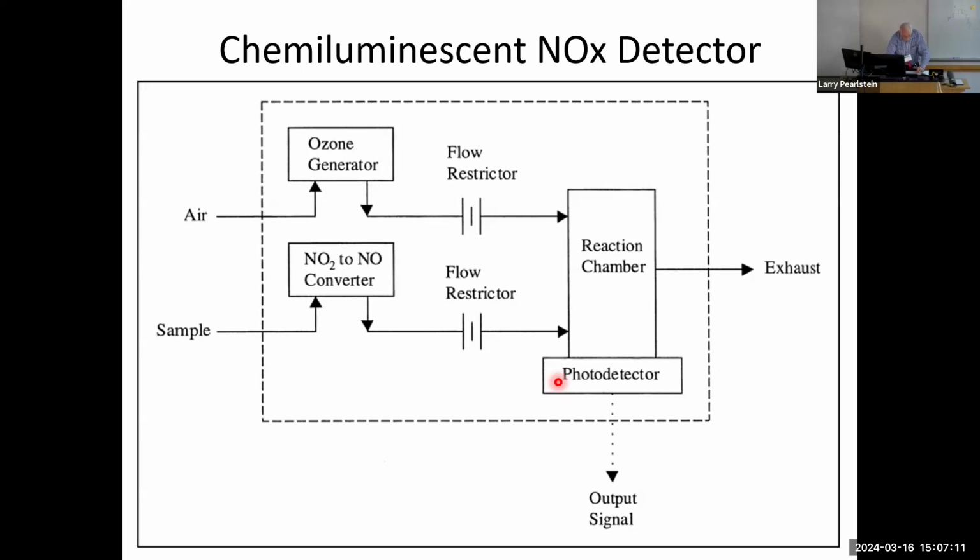Anyway, an interesting point on this instrument is it will also go the other way around. If you put in an excess of nitric oxide, and then you feed in ozone, you're going to measure the ozone, because that's the stuff that gets fully used up. And so it's a double whammy instrument.